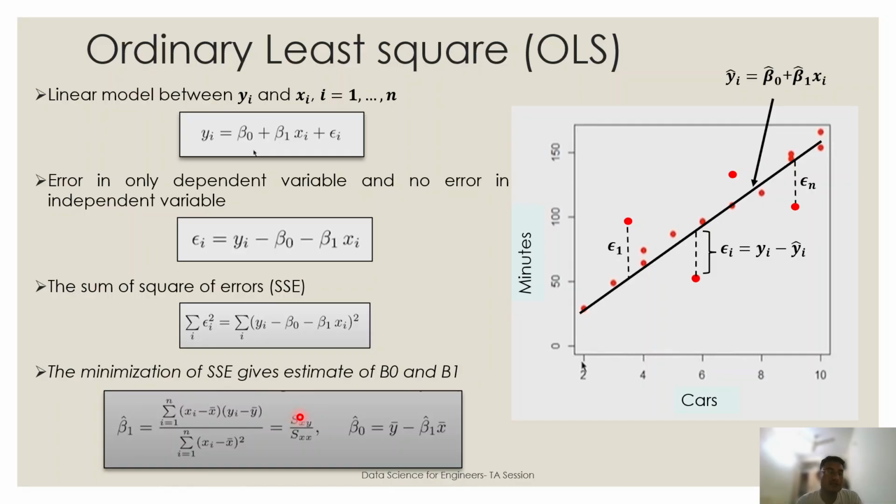So this is the covariance between two variables, and this is the variance. Covariance divided by the variance. Okay. And if you put this beta 1 in this equation, then you will get beta 0, which equals y1 minus beta 1 into x. These are the mean values of x1 and y1. So that's how you can take a snapshot.